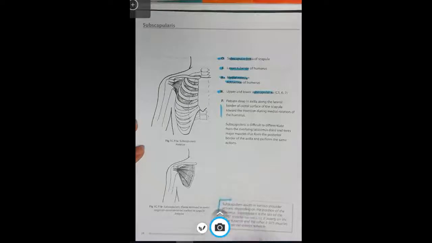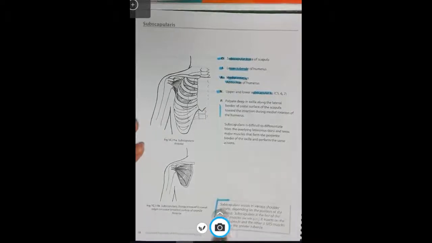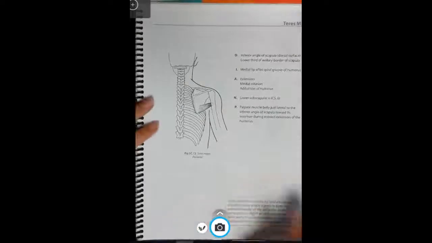You have your little box here. And I made that little note earlier. Okay, you're done with the rotator cuff.